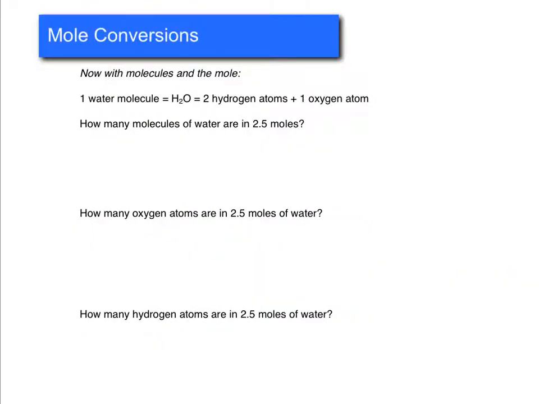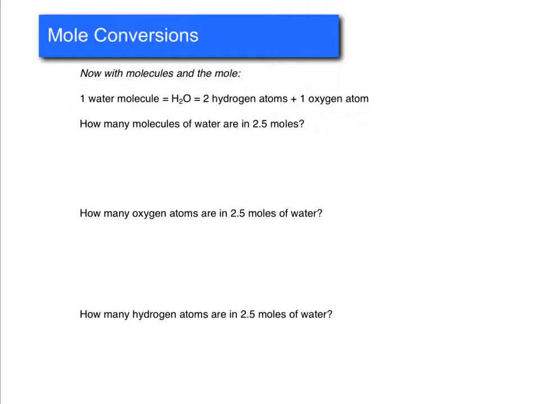Now we're going to complicate things just a little bit. So if we take water molecules instead of cheese sandwiches, so each water molecule has 2 hydrogens and 1 oxygen, okay, just like our cheese sandwich had 2 breads and 1 cheese, right? And now instead of dozen, we're going to be using moles. So how many molecules of water are in 2.5 moles of water?